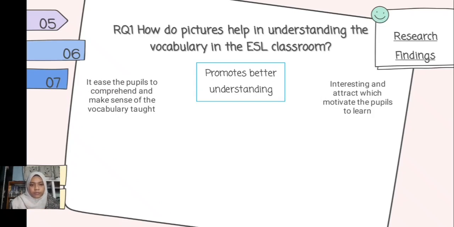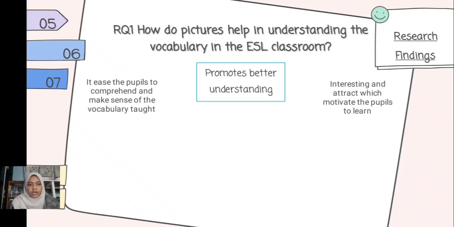So I've collected that the use of pictures helps in promoting better understanding. So based on the interviews done, our teacher trainees said that they use pictures as tools for the pupils to comprehend and make sense of the vocabulary. The teachers said that because of the multiple intelligences in the classroom, which consists of high, middle, and low proficiency levels, the teachers also mentioned that the pictures promote better imagination as the pupils are able to connect the meaning between the pictures and the words, which helps them to visualize things and make sense of the vocabulary introductions. Meanwhile, the students also mentioned that pictures are interesting and attract them to learn.